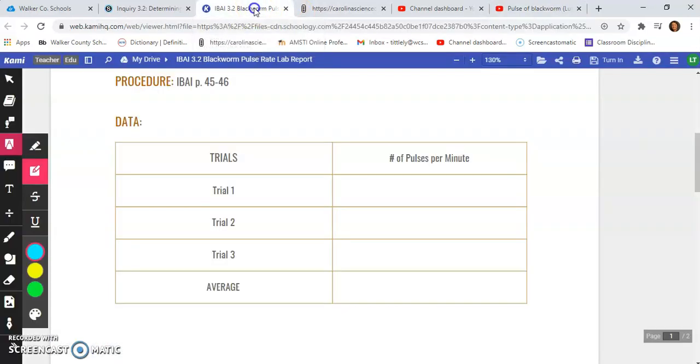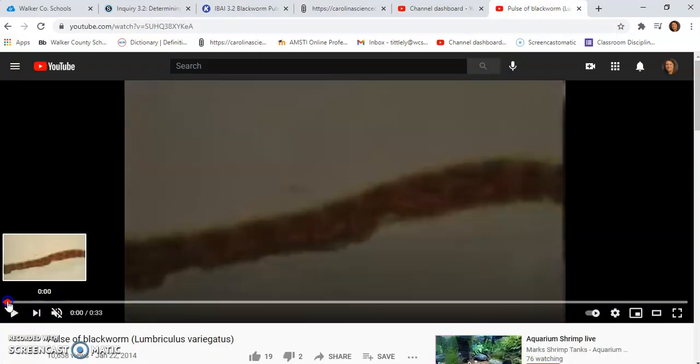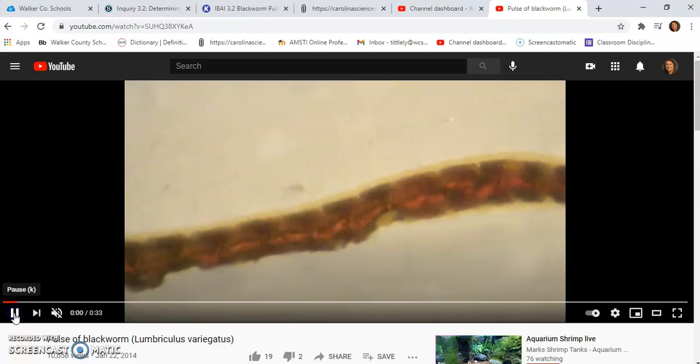Okay, so if everybody's ready, we're going to be doing trial 1, and we're going to be watching that video clip of the blackworm's blood flowing through its blood vessel, and we're going to count how many pulses there are per minute. Okay, so if everybody's ready, we're going to do trial 1. Let me rewind and start. Okay.